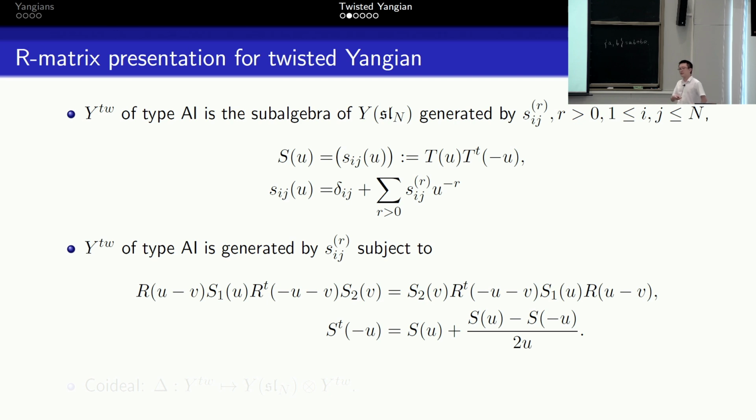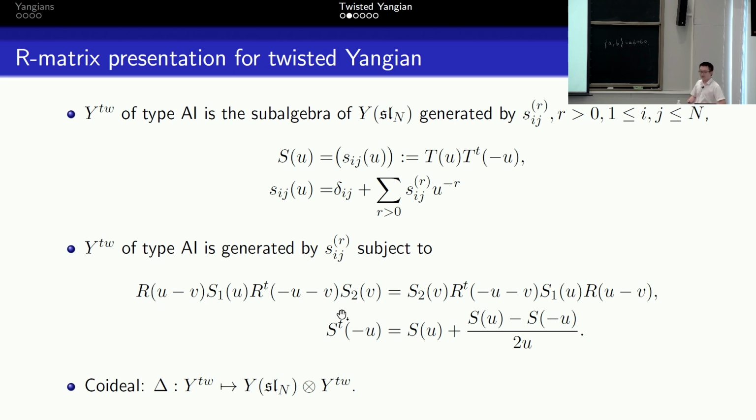And the twisted Yangian admits a generator-relation presentation. This is called the R matrix presentation. The first relation is the reflection equation, and the second relation is the symmetry relation. And again, if you apply the coproduct to the twisted Yangian, it lies in the Yangian tensor the twisted Yangian. In other words, this is a coideal subalgebra.